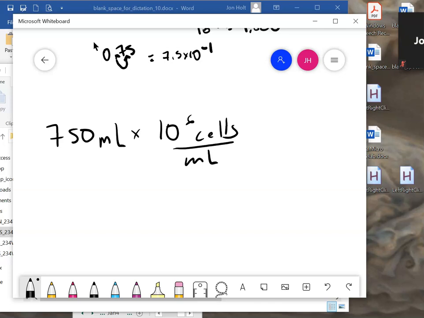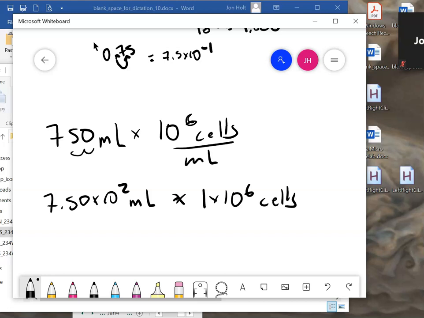So again, I'll convert this to scientific notation. And I'll convert this to scientific notation. So this, we move the decimal point twice, and it's above 1, so it's a positive power of 10. So it's 7.50 times 10 to the 2nd power milliliters times 1 times 10 to the 6th. This just says 10 to the 6th, so we assume 1 times 10 to the 6th. You can multiply any number by 1 and it won't change. So 1 times 10 to the 6th cells per milliliter.